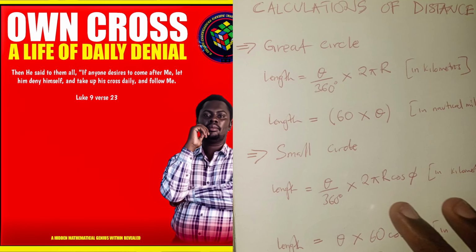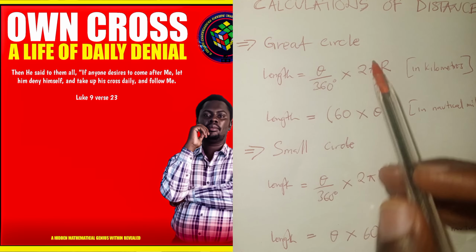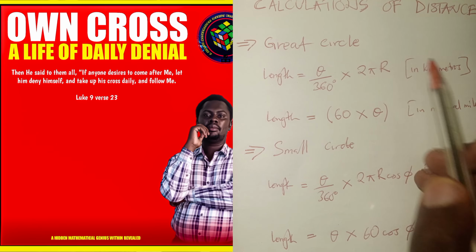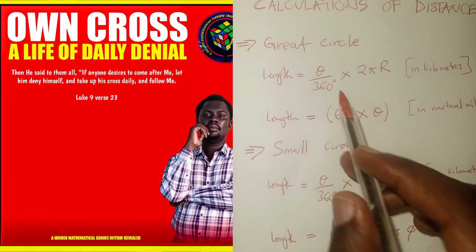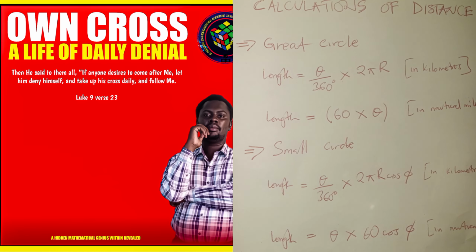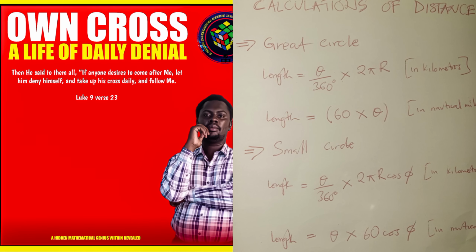These are the formulas which we're supposed to use. Distance along the great circle is equal to theta over 360 times 2 pi r, where r is the radius of the Earth, which is 6,370 kilometers. That is the formula in kilometers. In nautical miles, you just multiply 60 by theta, where theta is the difference in latitudes.